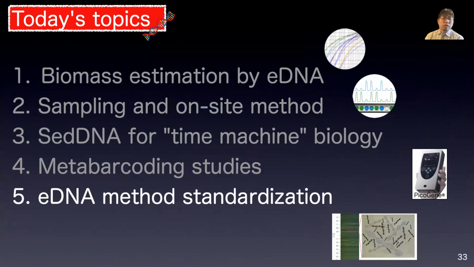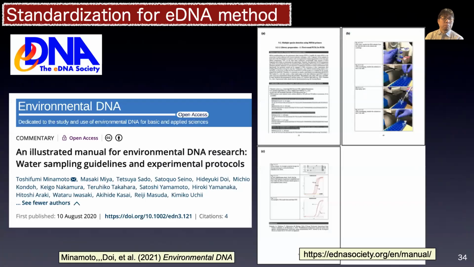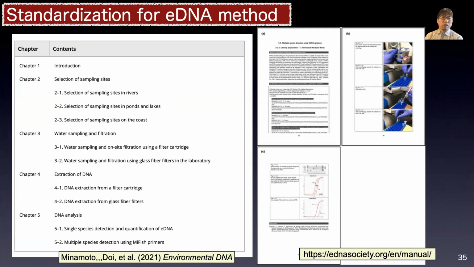Finally, I want to summarize eDNA method standardization. So the eDNA Society published the English illustrated manuals for eDNA research. And we also published the commentary papers here in the Environmental DNA journal. This manual includes the selection of sampling sites, water sampling and filtration using the filter cartridge and also glass fiber filters, DNA extraction, and DNA analysis using qPCR and also MiFish metabarcoding.